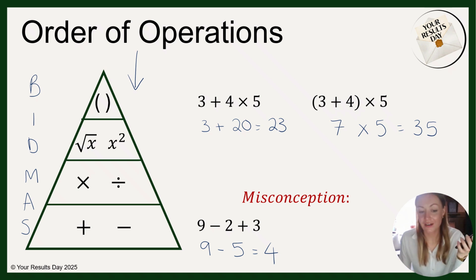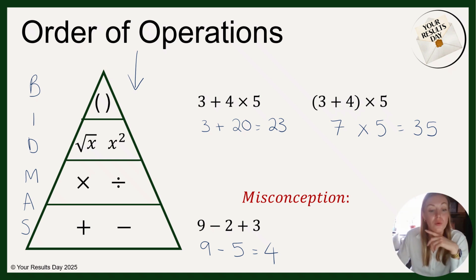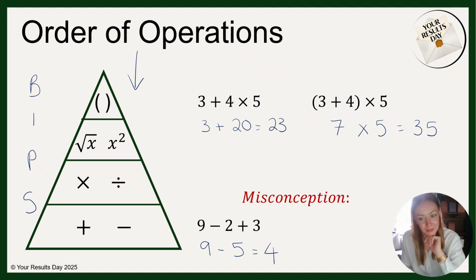I'm just going to type this calculation into my calculator, exactly as it's written on the screen. 9, take away 2, add 3 is 10. We got 4 if we trusted BIDMAS. And that is why I prefer the triangle of operations I've put on screen, or what I've heard colleagues refer to as BIPS over BIDMAS.